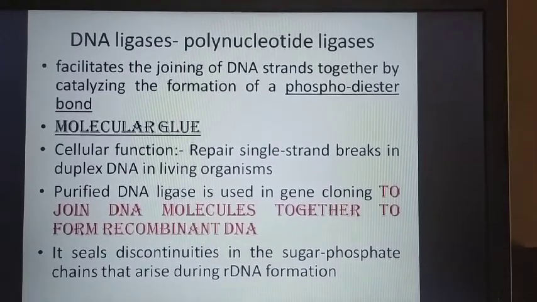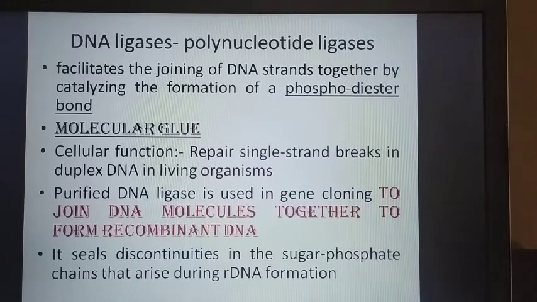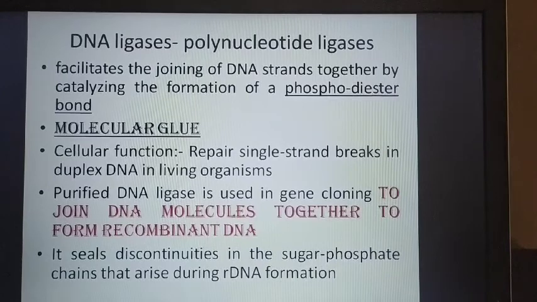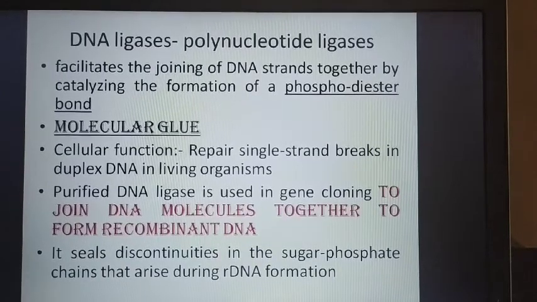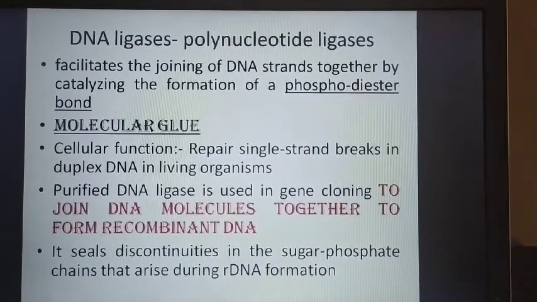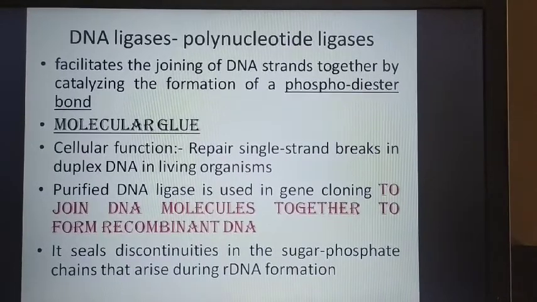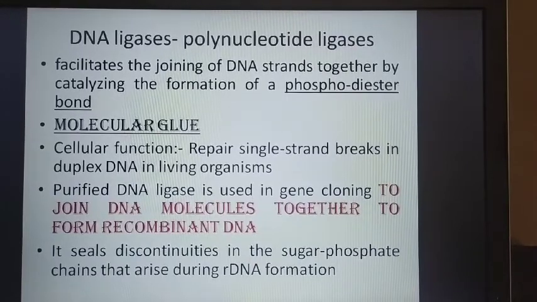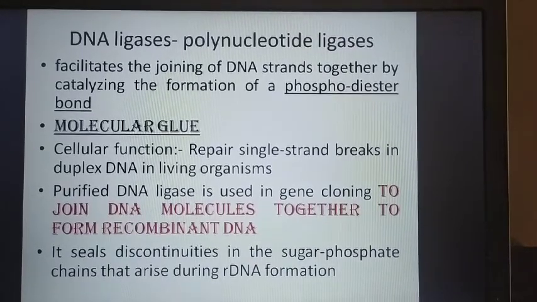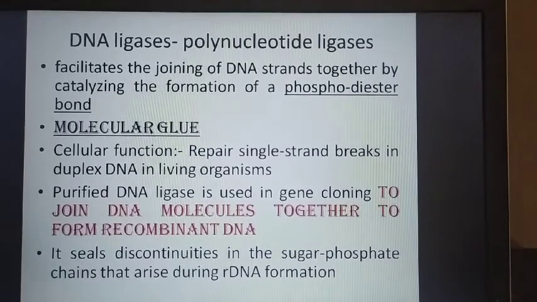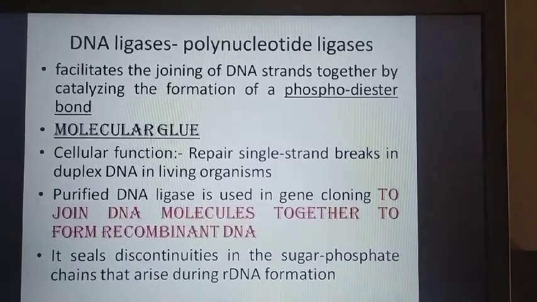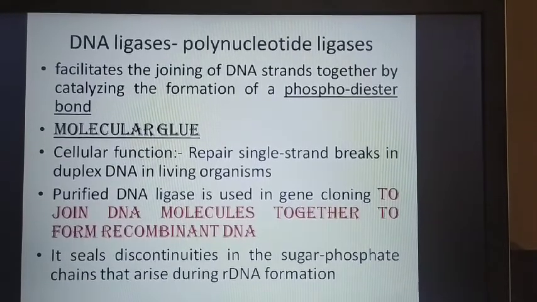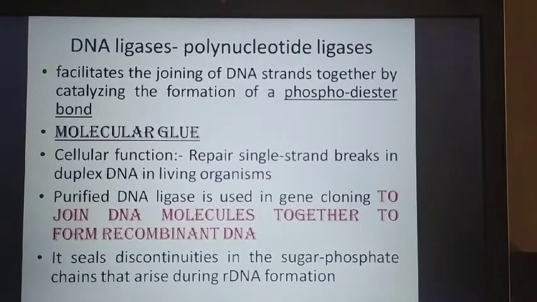So two different DNA molecules, or two DNA strands, can be ligated together with the help of this enzyme, and it catalyzes the formation of a phosphodiester bond. That is why this enzyme is also called the molecular glue. It is found in all living cells, and its cellular function is the repair of single strand breaks in the duplex DNA in living organisms. So in double-stranded DNA, if there is any single-stranded break, it is usually repaired by this DNA ligase.